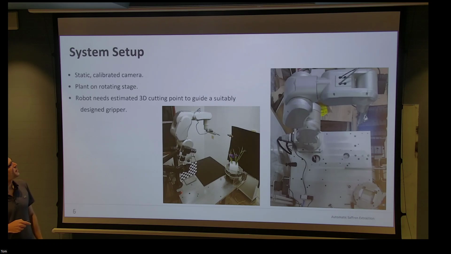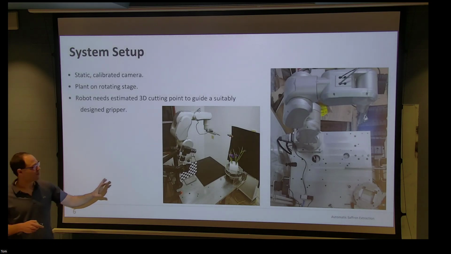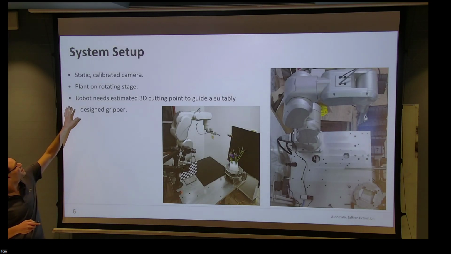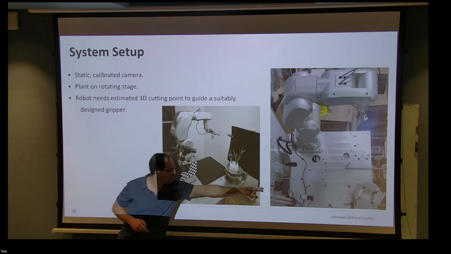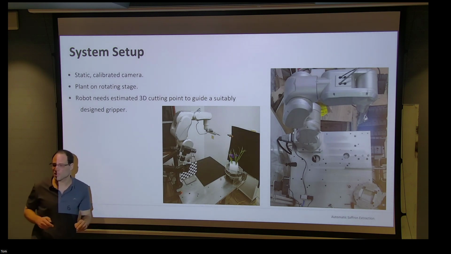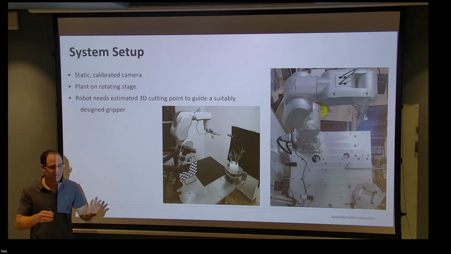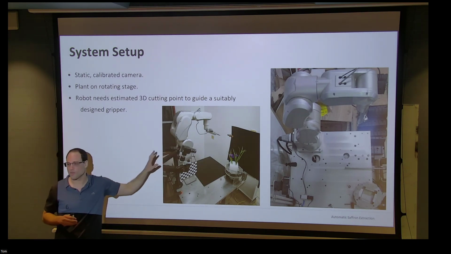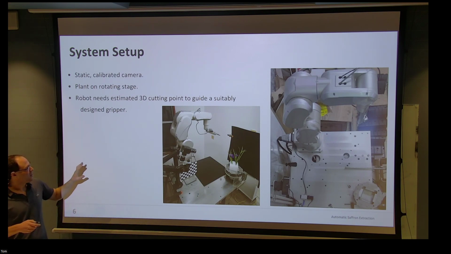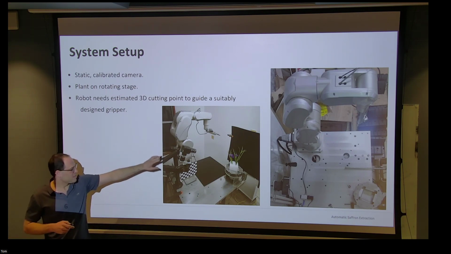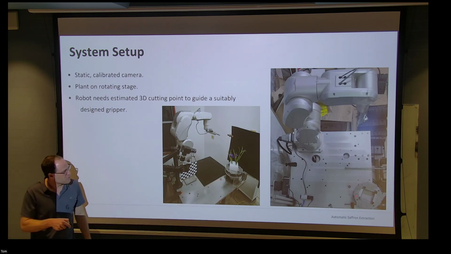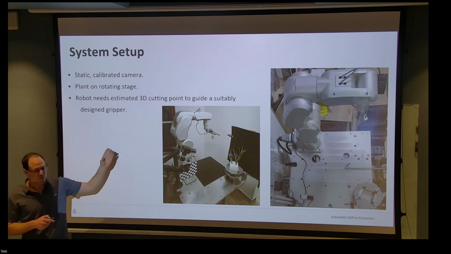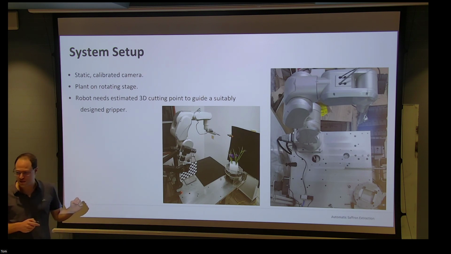Okay, first the system. We have a static calibrated camera here, and here in the top view. A simple camera, not stereo, not a deep depth camera. It's a simple camera from AliExpress. We have a rotating stage, you can see it here from the top view. We put the flower on this rotating stage, so we can rotate the plant.